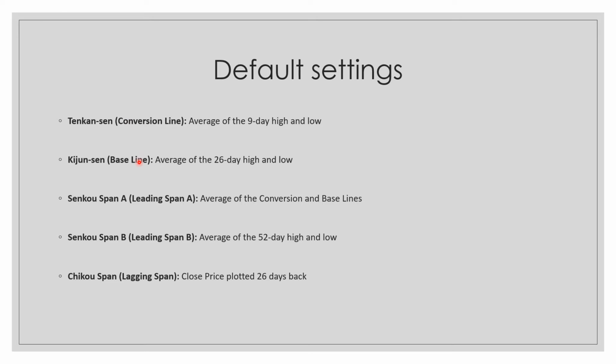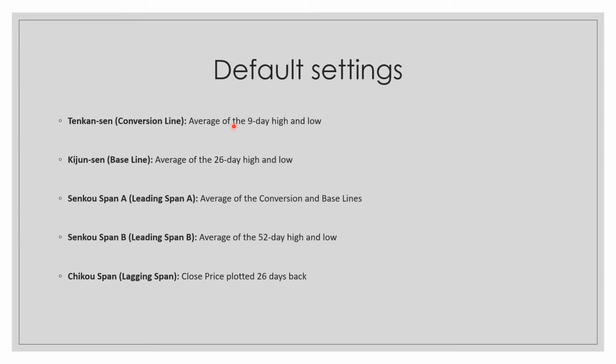What is the baseline? Baseline is nothing but the average of the high and low of the last 26 days. Do remember one thing, these are all default settings: 9, 26, 52, 26. We can change them as per our own need, and the updated settings will be discussed in the second part of this video.